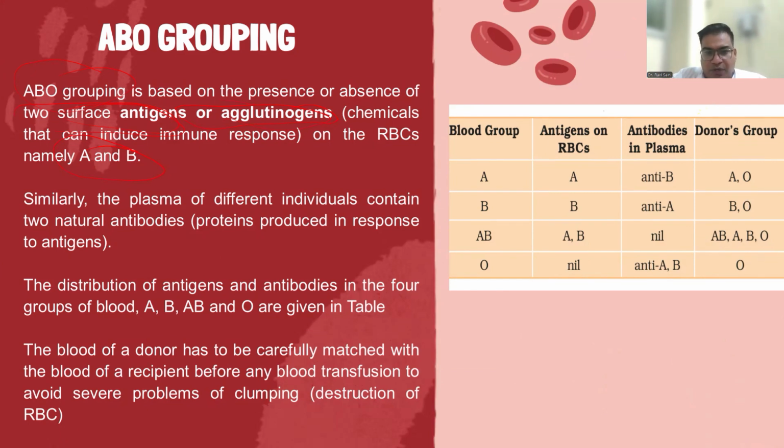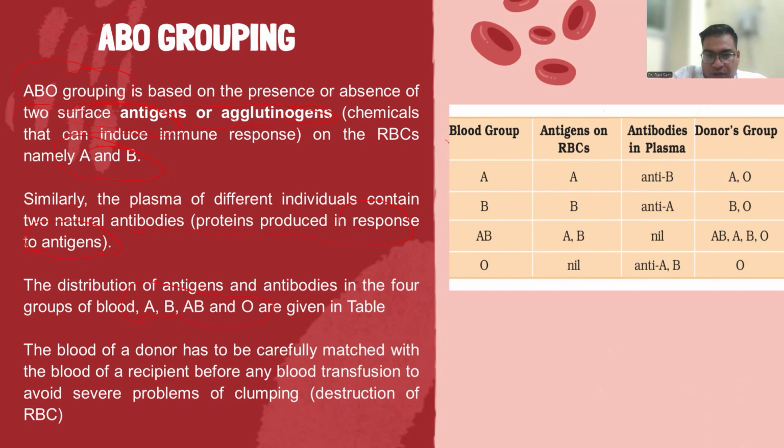Similarly, the plasma of different individuals contains two natural antibodies. Antibodies are the proteins which are produced in response to antigens. In plasma, antibodies are present. The distribution of antigens and antibodies in the four groups of blood: there are four groups of blood on the basis of antigens A and B. The first group is A, second is B, third is AB, and fourth one is O.